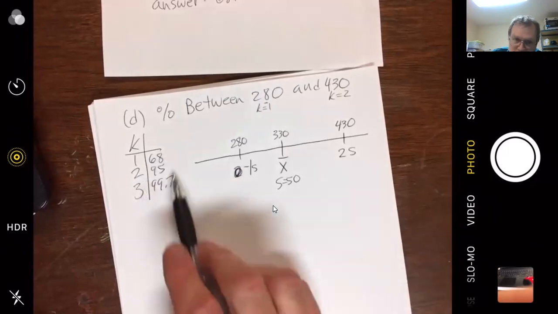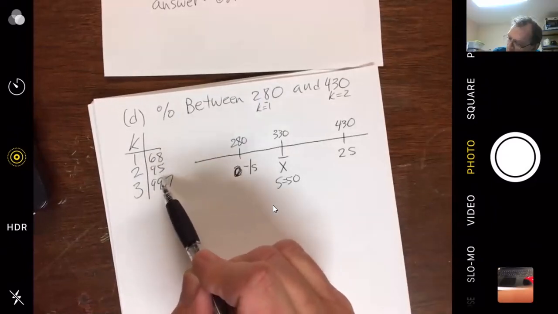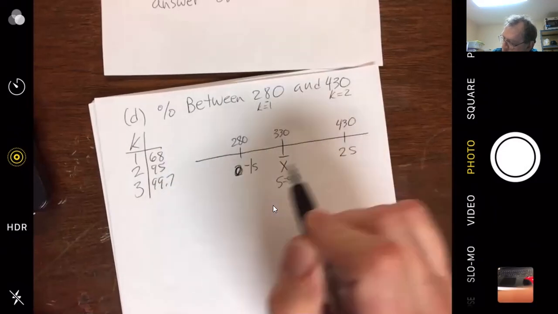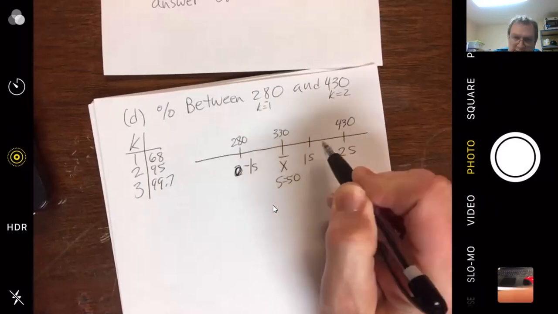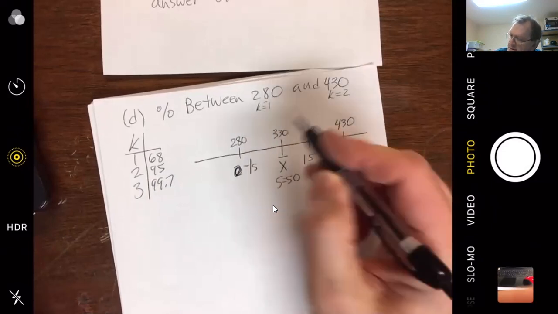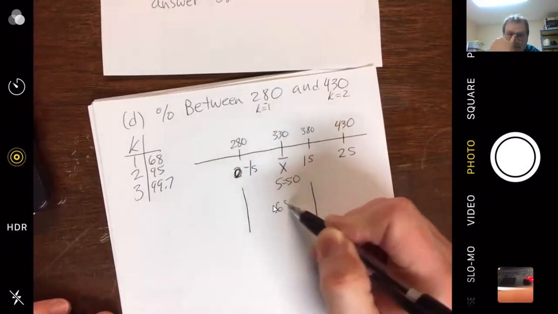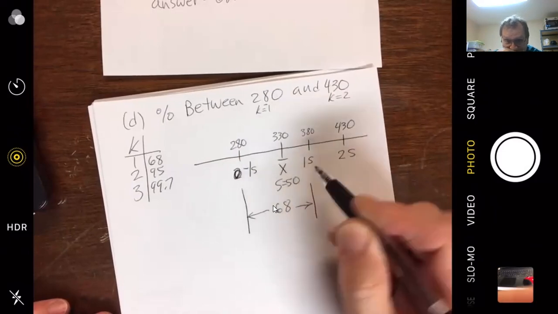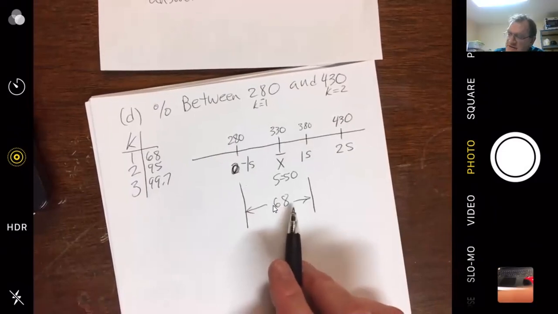If I go over 1, the net number is 380. And between here and here, I'll do it below it, I got 68. That was part A. 280 to 380 was 68%. You see that? Yes, please. So that's part of my answer.